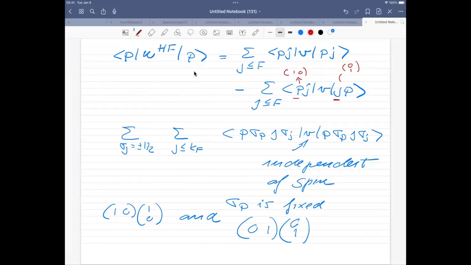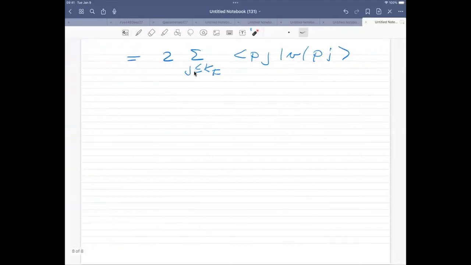So that means that the spin of J has to be equal to the spin of P. And since P is fixed, instead of having a factor of 2, which we got from the direct term, we're just going to get a factor of 1 only. So the exchange term is now going to be equal, and after this, we are going to take a small break.